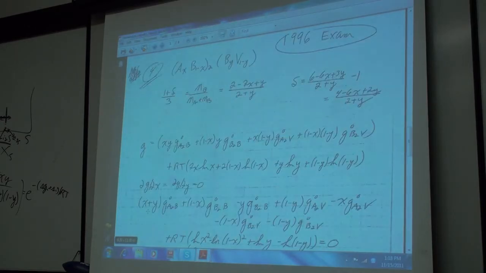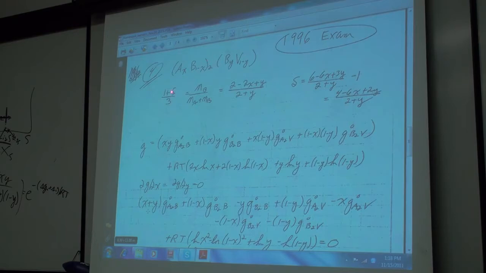Here's your mass balance then. So you've got AB on this lattice with a ratio 2, and you've got B vacancy on this sublattice with a ratio of y to 1 minus y. So there's two sites on here, there's one lattice here.